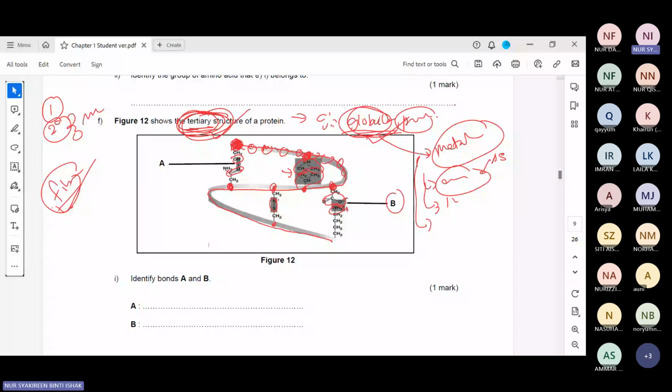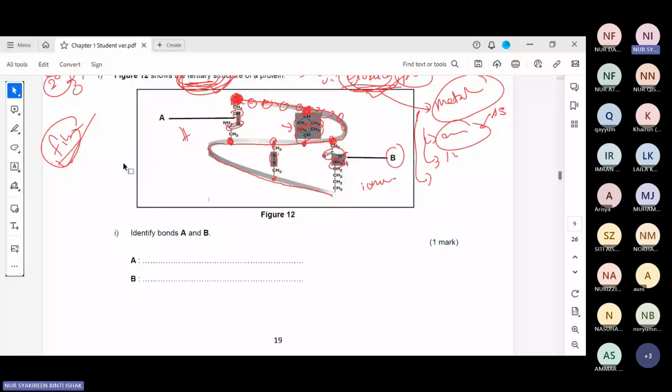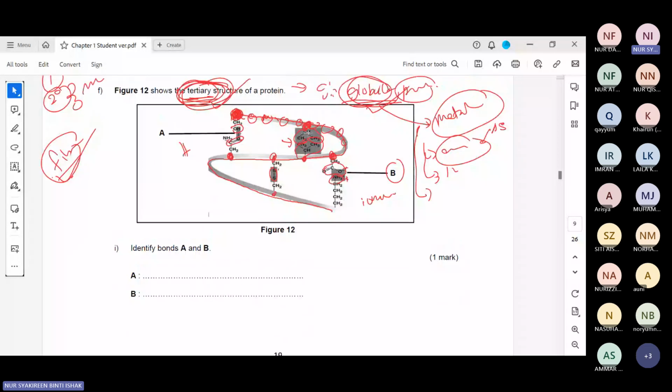Yang lain-lain tu pun mesti awak kena tahu juga. Okay, yang saya dah explain dah tadi. Non-polar, hydrophobic and also van der Waals kat sini, van der Waals interaction. Okay, hydrophobic and van der Waals.